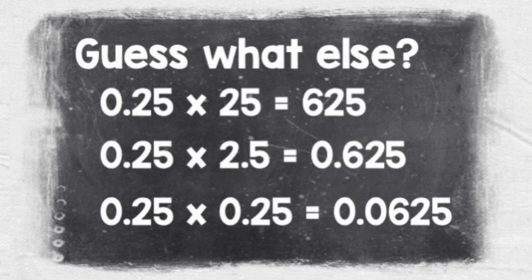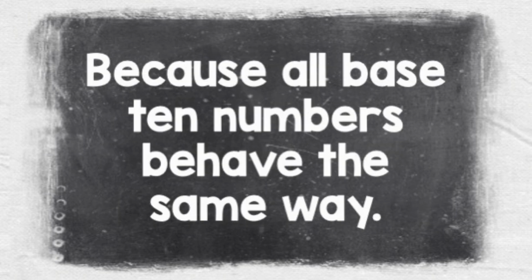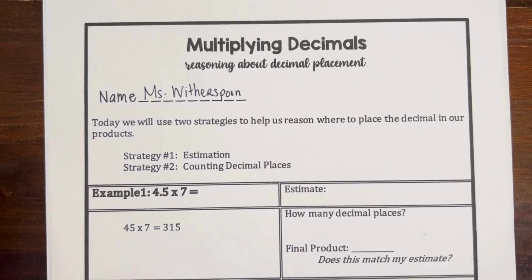And guess what else? As long as the problem has a 2 and a 5 times a 2 and a 5, the product will have the same digits, 6, 2, 5. The only difference is that decimal point's moving around. This is because all base 10 numbers behave the same way. And what this means is that if I can multiply whole numbers, I can also multiply decimal numbers.